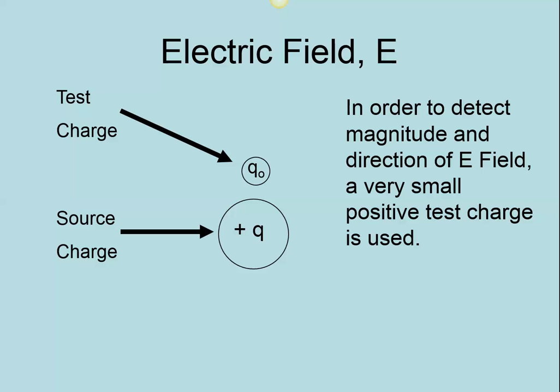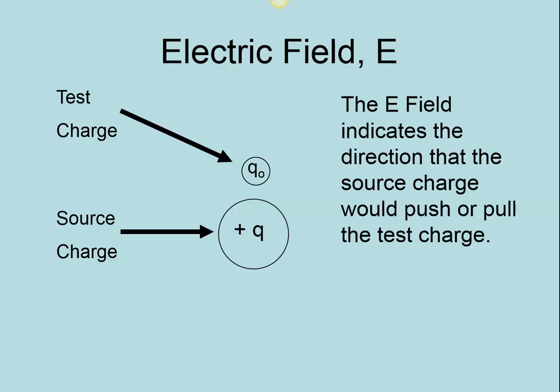And we put that positive test charge in the area around our source charge, and we look at how it's affected. The direction of the E field is the direction that that test charge is going to be pushed or pulled by that source charge, or we could say the direction that that positive test charge will accelerate when it's placed in that area. And so we know if we have a positive test particle and a positive source charge, they're going to repel each other, so the field at that area would be away, and in this case up.